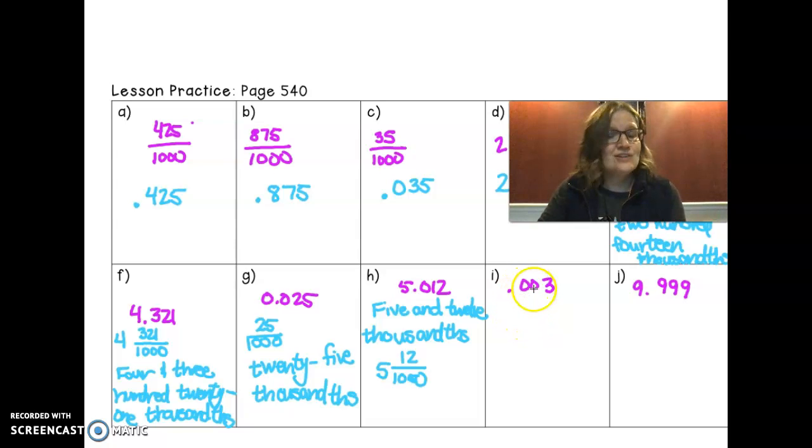Here again, don't let this bug you. You know that because it's right here, it's in the thousandths place, so it's just going to be 3 thousandths, and we're going to write that 3 thousandths. Uh-oh, guys, I'm going to run out of space. But you know what I'm talking about.